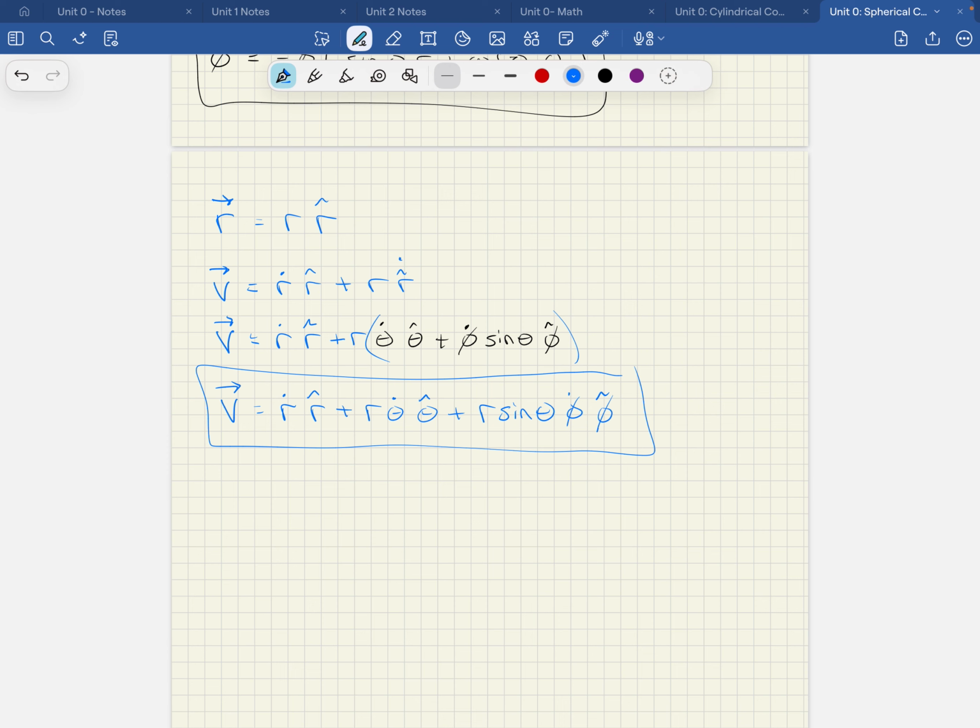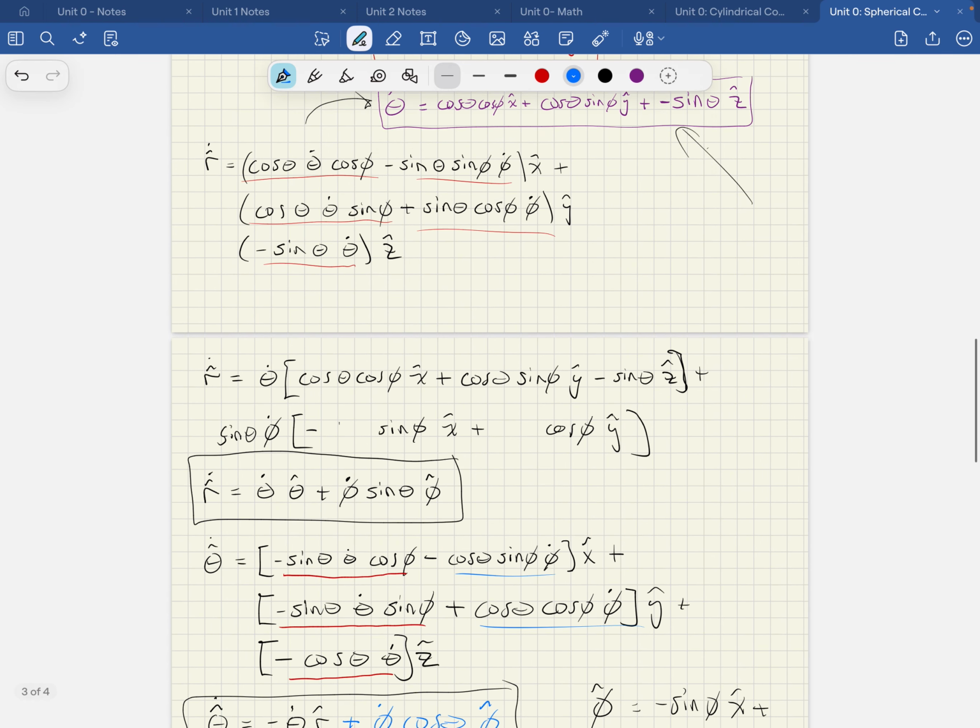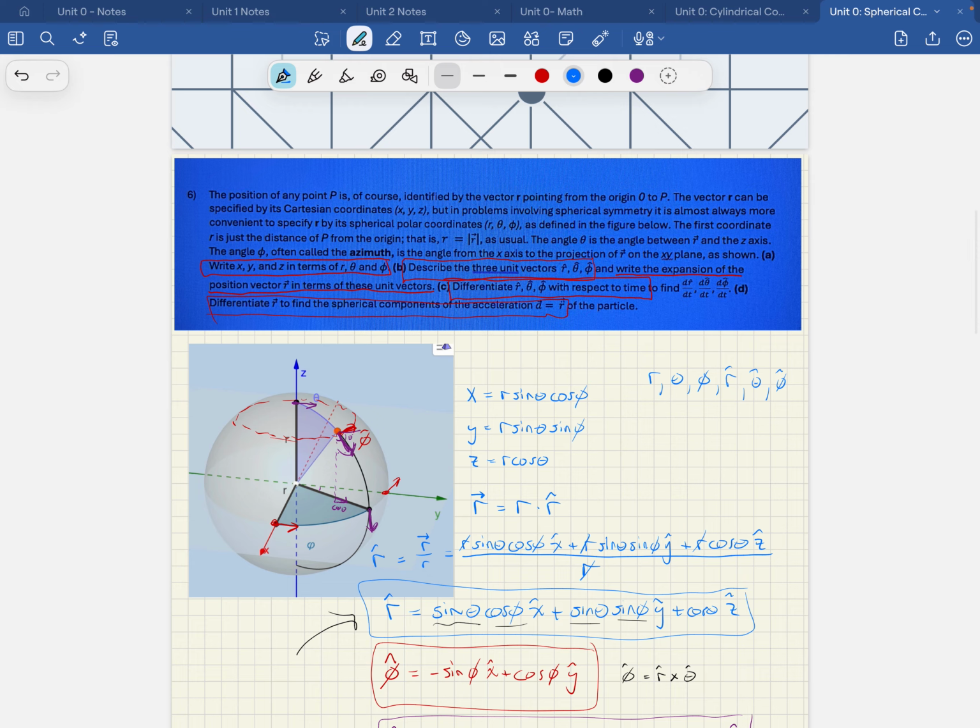And it makes sense that we need to multiply by a distance, but why r sine theta? Well, if we go back up to here, the radius of this circle is r sine theta. And so when we're moving along that circle, we're moving around a smaller circle than if we're moving around this circle. So when theta is increasing, we're moving along a circumference of the sphere.